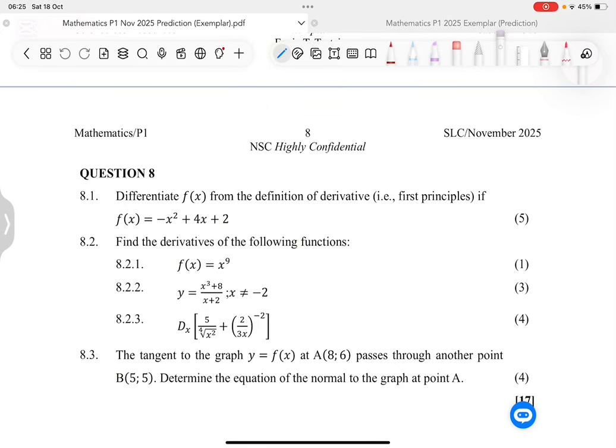The very first question, which is question 8.1, says to us: differentiate f of x from the definition of derivative, that is, the first principles, if our function is defined by that equation there. Now let us break this question and see what they really want from us.